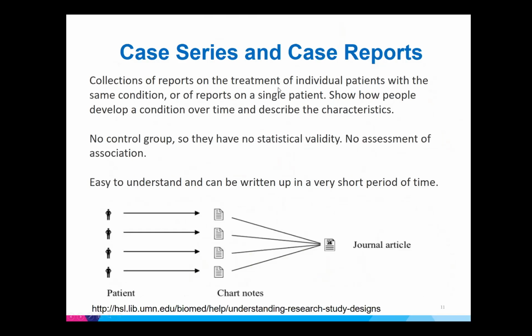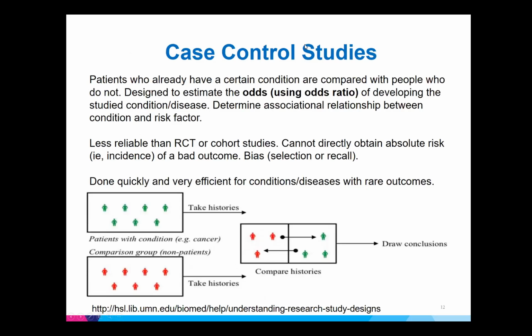So first is a case series and case report. A case series is a collection of reports on the treatment of individual patients with the same condition, or reports on a single patient. So now you're seeing, it's trying to show how people develop a condition over time and describing characteristics of these individuals. There is no control group, so there's really no statistical validity and no assessment of association, but they're very easy to understand and you can write them up in a very short period of time. This is just an example of patients and chart notes and kind of doing a case series or case report.